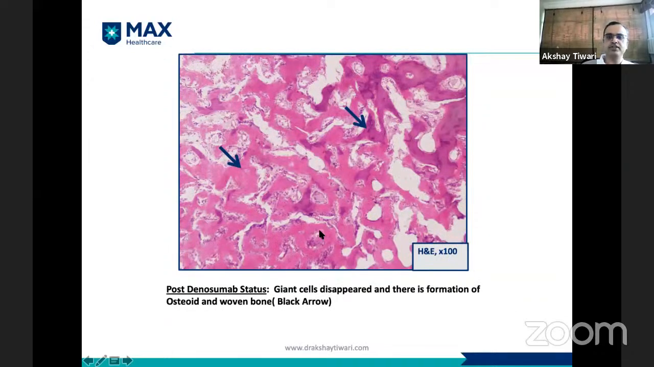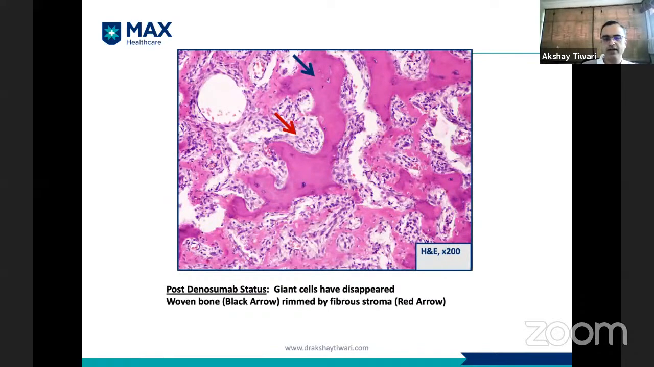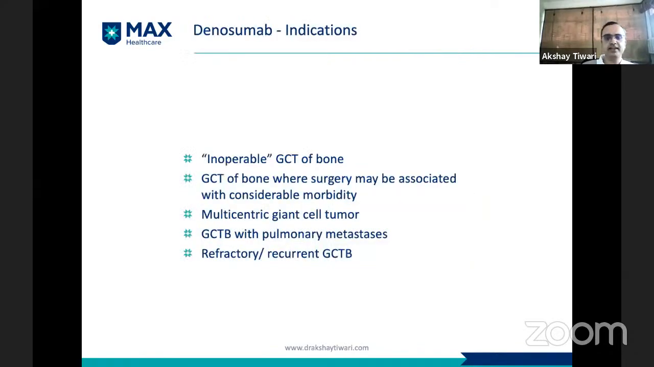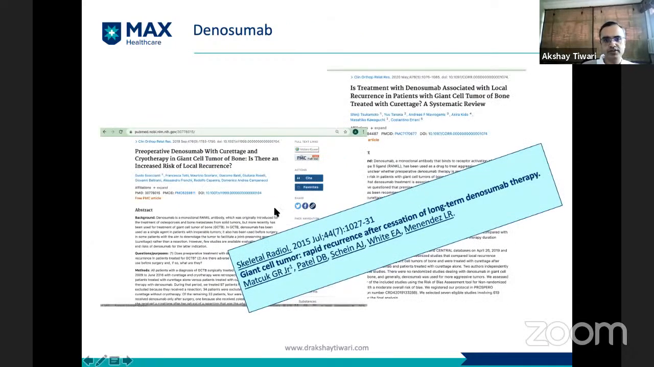And this is what happens after denosumab, where there is just woven bone and fibrous stroma, and the giant cells are not to be seen anymore. So the indications for denosumab as we see today are inoperable giant cell tumor of bone, GCT, where surgery may be associated with considerable morbidity, for example, the sacral GCTs, multicentric giant cell tumors, GCT with pulmonary mets, and refractory and recurrent giant cell tumors.